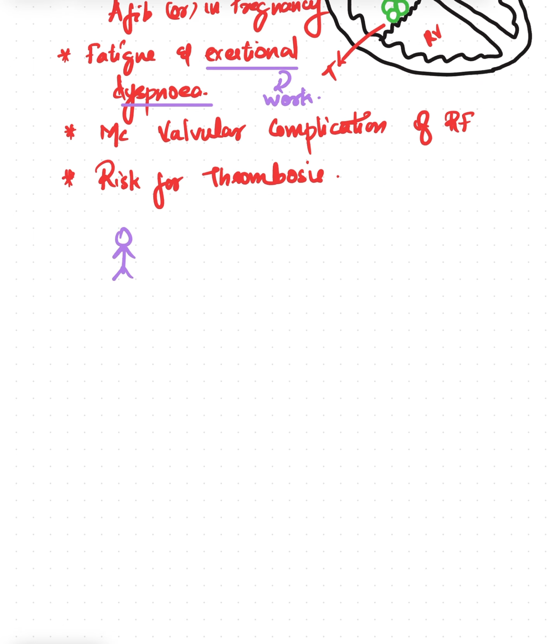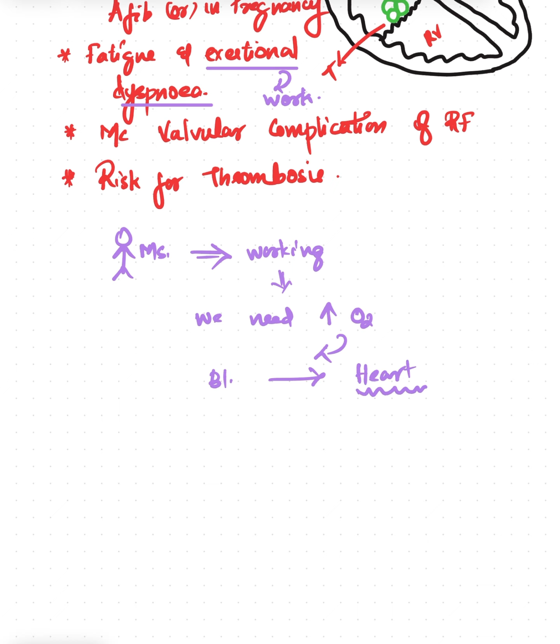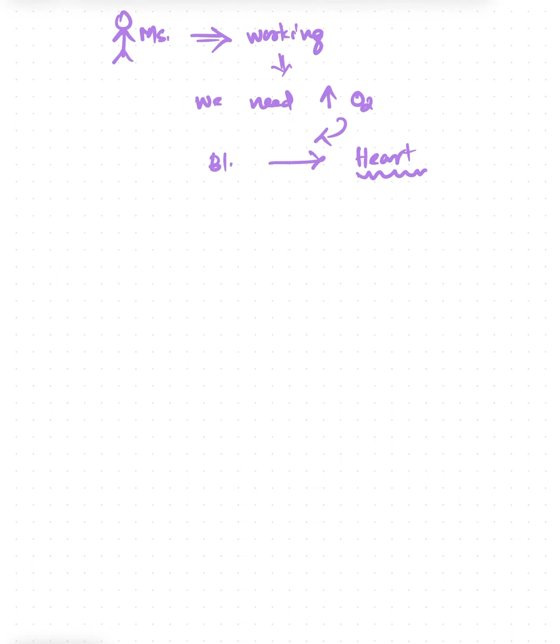The reason behind exertional dyspnea is this. Imagine a patient working hard, and this patient already has mitral valve stenosis. When he works, we need increased oxygen. Oxygen is supplied to the tissue by blood. Blood goes to all parts with the help of the heart. The heart is the motor that pumps the blood. So when we are working, the heart needs to pump more blood. Of course, heart rate increases, and cardiac output increases because the heart needs to pump.